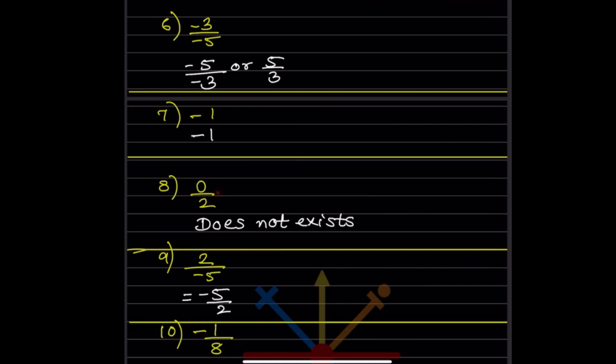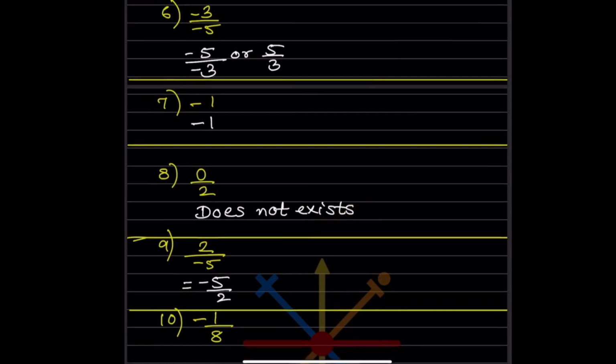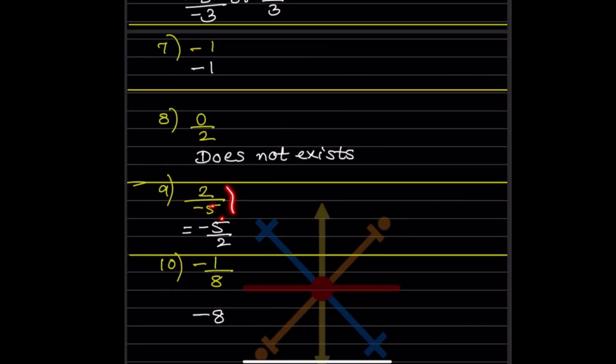And 0 by 2. So here, 0 by 2 means we have to just write that there is no reciprocal for that. So we have to write here: does not exist. 2 by minus 5, that is going to be minus 5 by 2. Minus 1 by 8 is going to be 8 by minus 1. That will be minus 8.